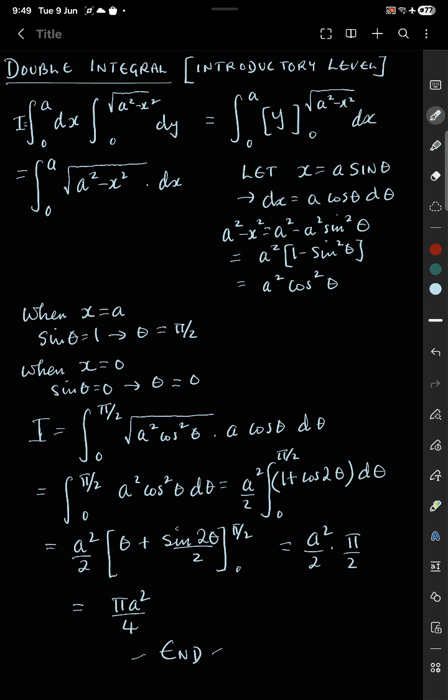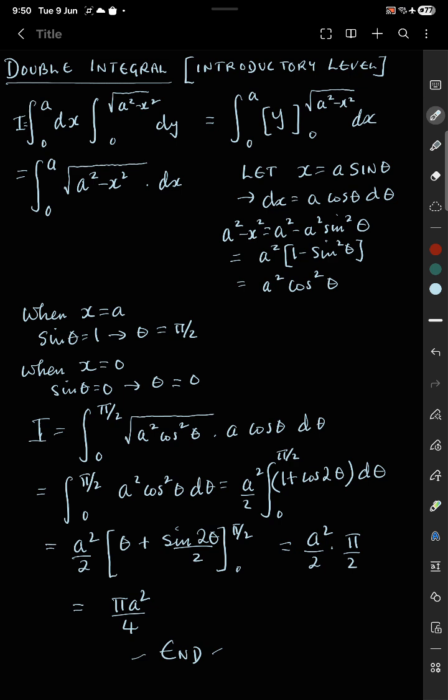Taking the a squared outside, cos squared theta is equal to 1 plus cos 2 theta over 2. That's a standard trigonometrical identity. So that becomes a squared upon 2, integral between 0 and pi upon 2, of 1 plus cos 2 theta d theta, and then that's a fairly easy integral to perform.